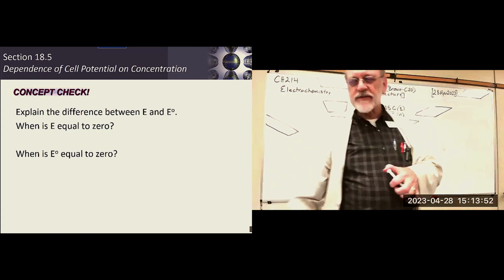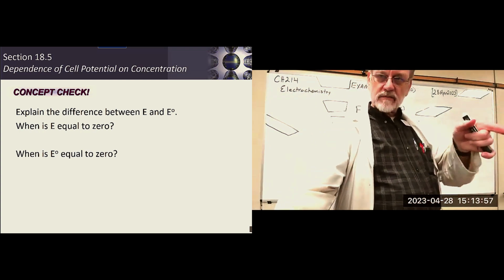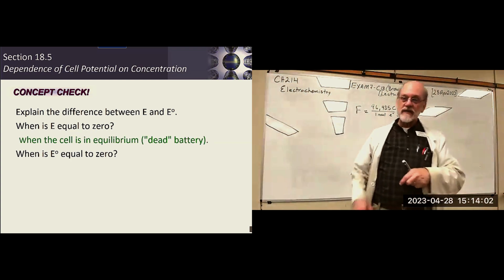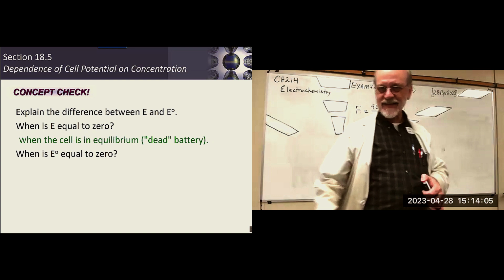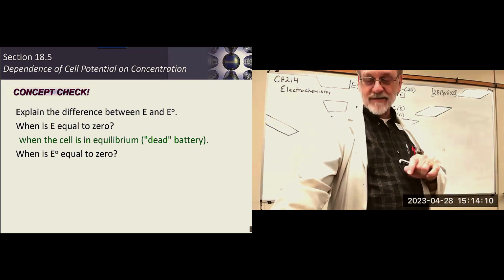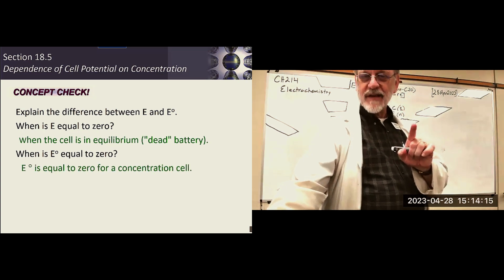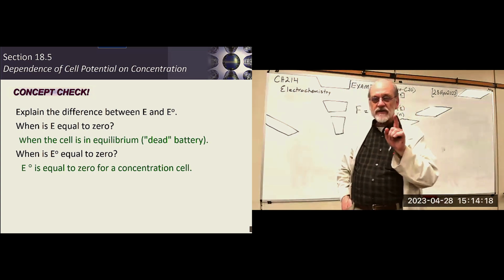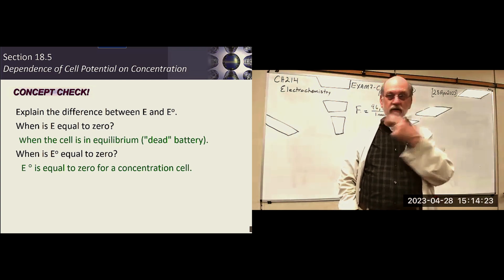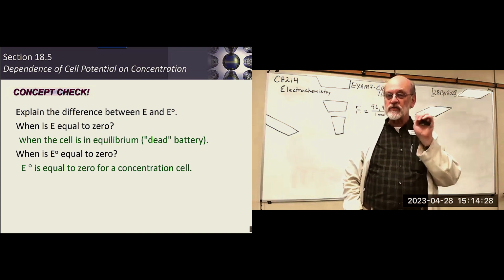Okay, so what's the difference between E and E0? When is E equal to 0? At equilibrium, when the cell is at equilibrium, otherwise known as a dead battery. When is E0 equal to 0? Aha. For concentration cells. Because for concentration cells, the concentrations must always be 1 molar for everybody. So if they're both 1 molar, there's no electromotive force driving electrons.